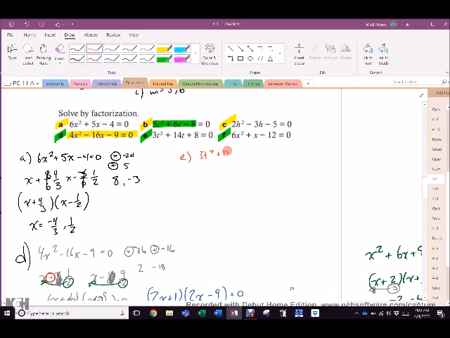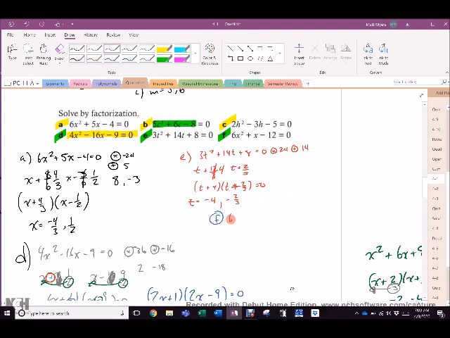E, 3t squared plus 14t plus 8 equals 0, so I have to multiply to 24 and add to 14, which is 12 and 2. So it's t plus 12 over 3, plus 2 over 3, that becomes 4, so I have t plus 4, t plus 2/3 equals 0. So it's negative 4 and negative 2/3.